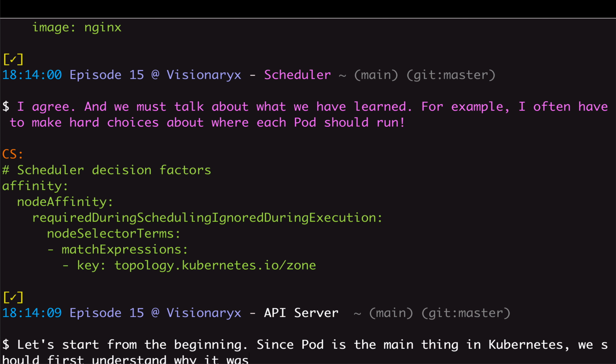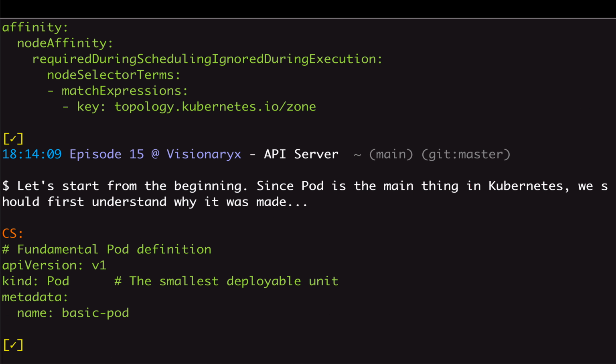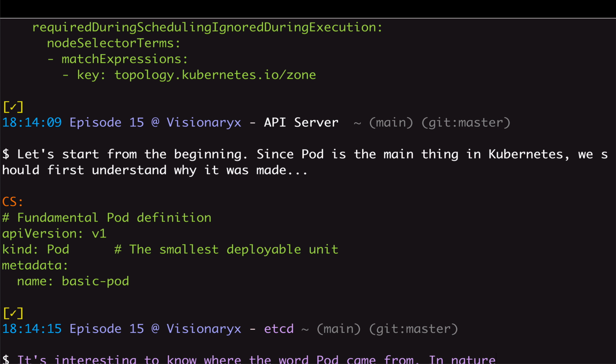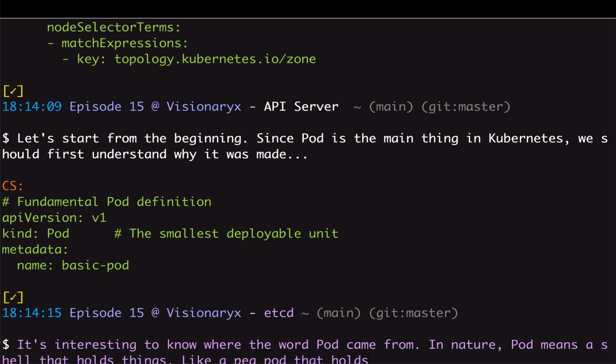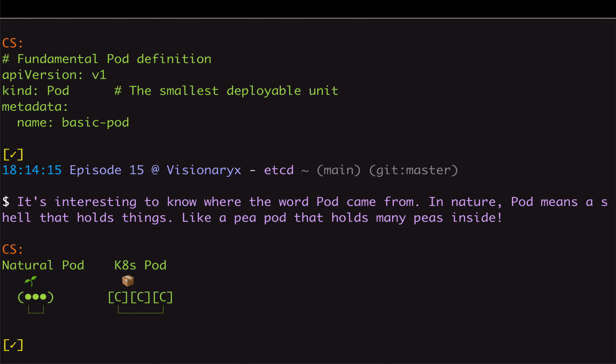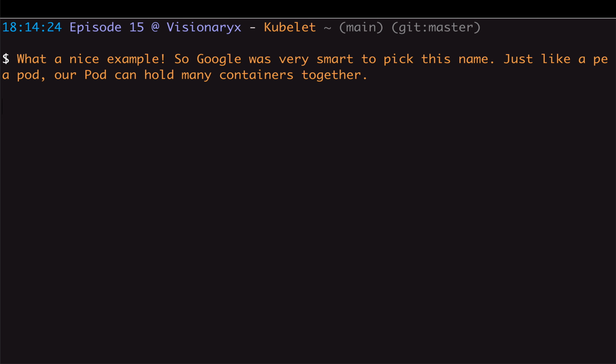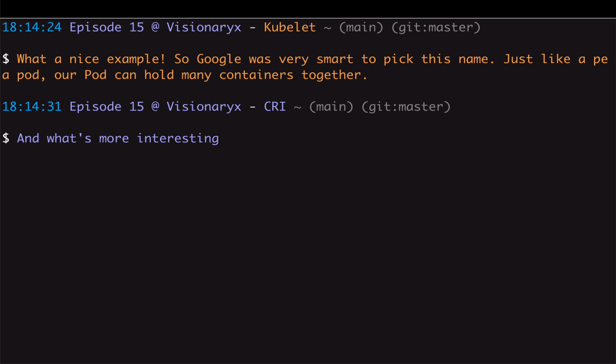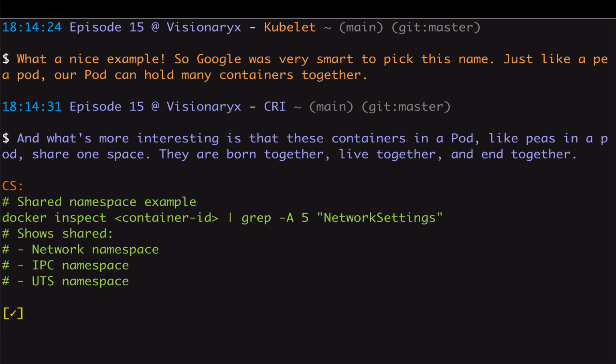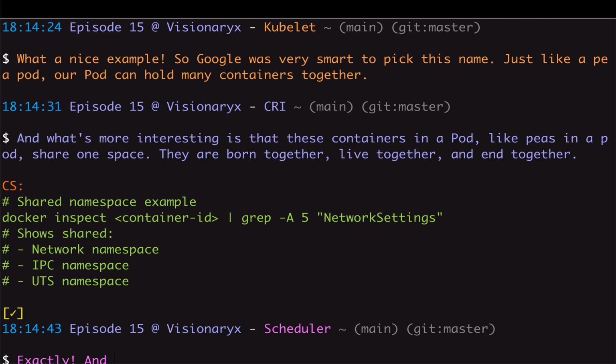Since pod is the main thing in Kubernetes, we should first understand why it was made. It's interesting to know where the word pod came from. In nature, pod means a shell that holds things, like a pea pod that holds many peas inside. What a nice example. So Google was very smart to pick this name. Just like a pea pod, our pod can hold many containers together. And what's more interesting is that these containers in a pod, like peas in a pod, share one space. They are born together, live together, and end together.